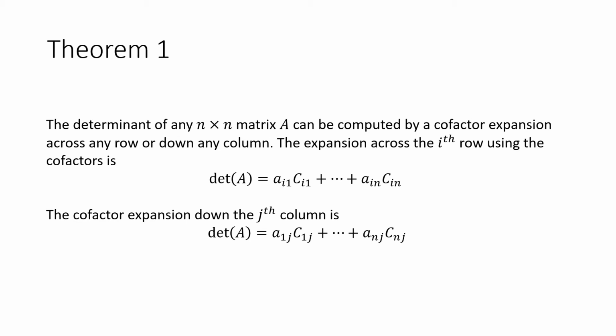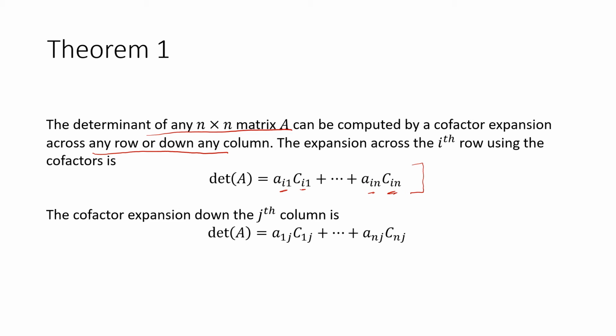So Theorem 1 says the determinant of any square matrix can be computed by cofactor expansion across any row or down any column. The expansion across the ith row is given by this equation. So this is saying just take the first number in that row times the associated cofactor. Keep going all the way along the row until you get the last number of the row times the associated cofactor.